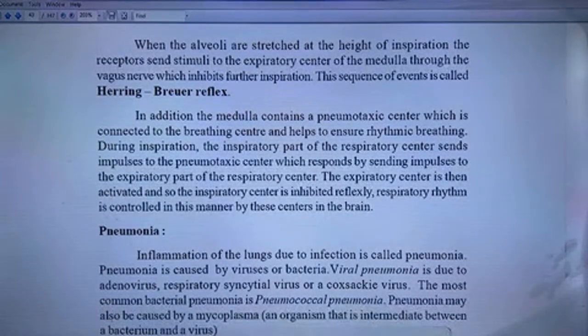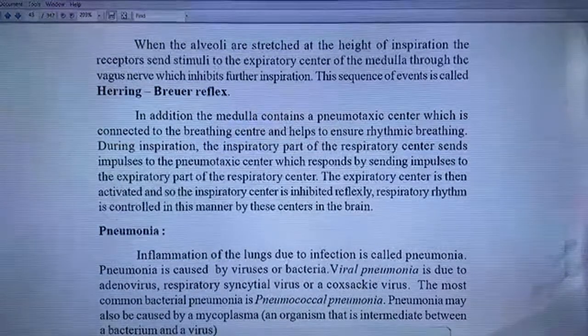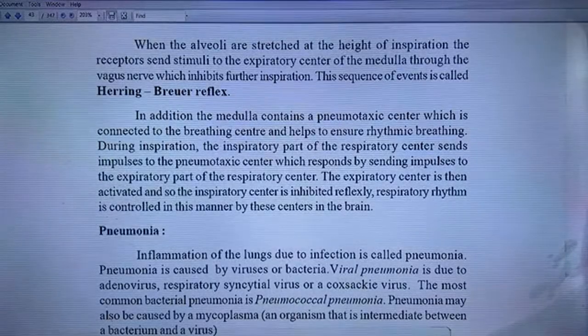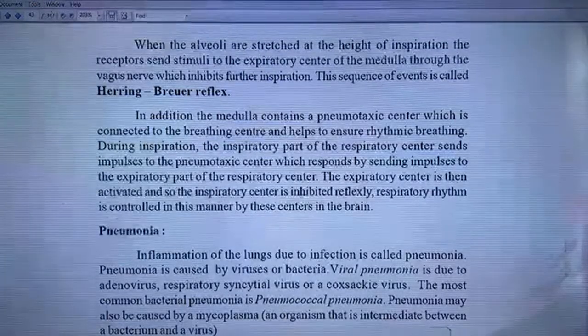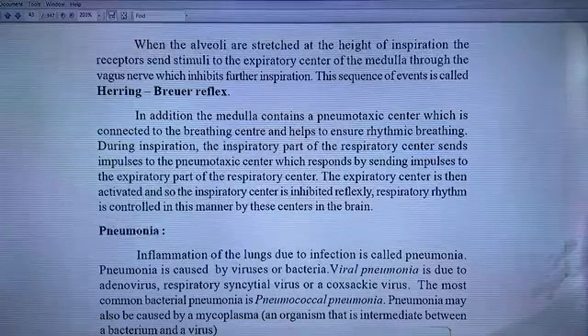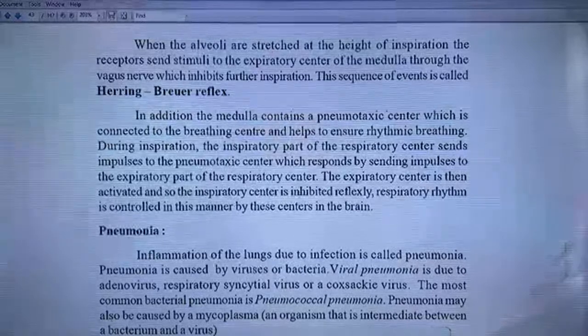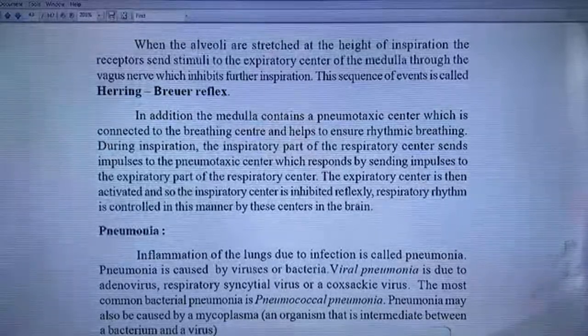In addition, the medulla contains a pneumotaxic center which is connected to the respiratory center. Rhythmic breathing during inspiration. The inspiratory part of the respiratory center sends impulses to the pneumotaxic center, which responds by sending impulses to the expiratory part of the respiratory center. The expiratory center is then activated, and so the inspiratory center is inhibited reflexively. Respiratory rhythm is controlled in this manner by the center.